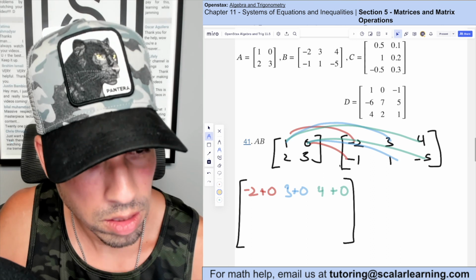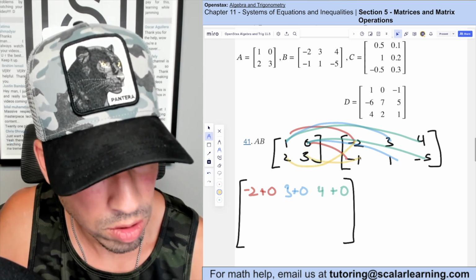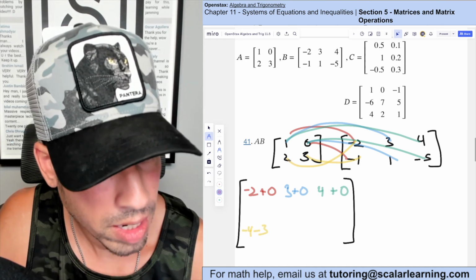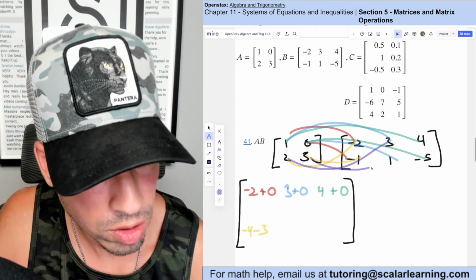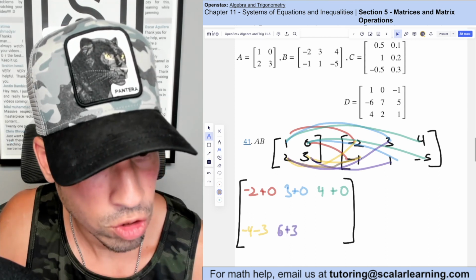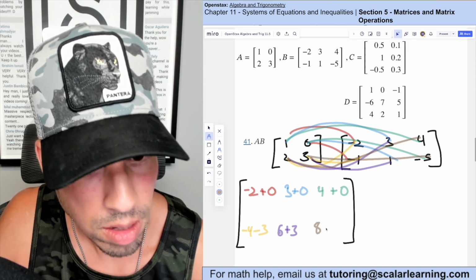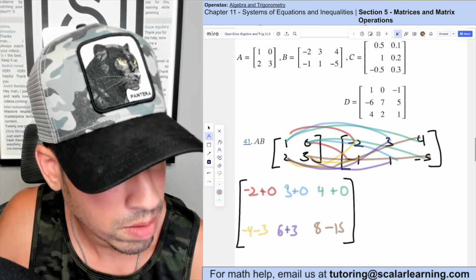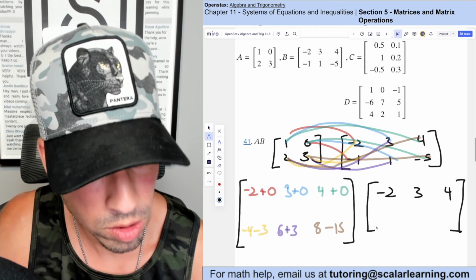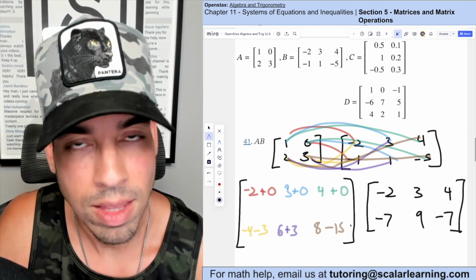And now we move on to the bottom row, right? So we got 2 times negative 2 plus 3 times negative 1. That's negative 4 minus 3. Then we got 2 times 3 plus 3 times 1. That's 6 plus 3. And last but not least, we got 2 times 4 plus 3 times negative 5. So that's 8 minus 15. All right, let's simplify. So we got negative 2, 3, 4. Negative 4 minus 3 is negative 7. 6 plus 3 is 9. 8 minus 15 is negative 7. That's how you do it.